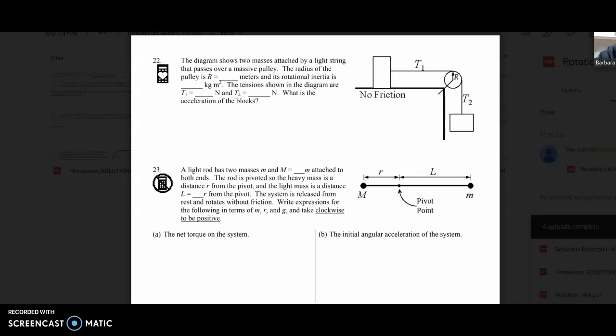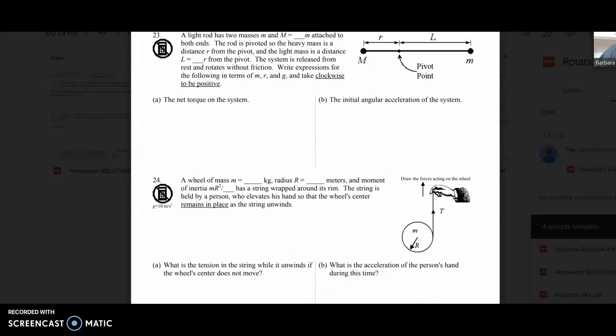Okay, so on 22, they want the acceleration of the blocks. I feel like you could get this any number of ways, but I would consider sum of the torques equals I alpha.